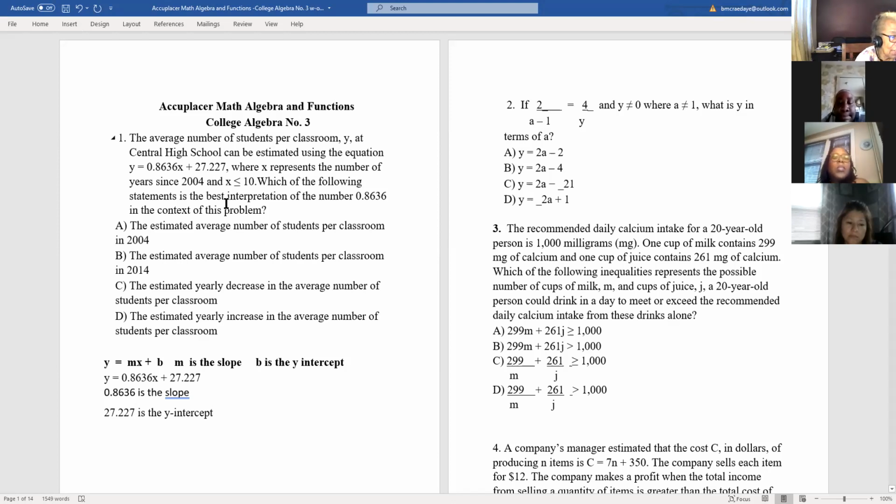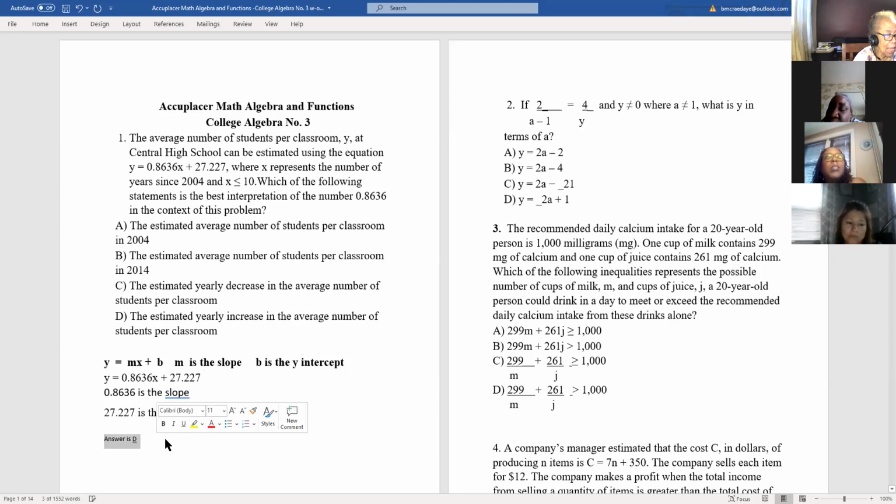That's right. Because D represents a change, yearly increase in the average number, whereas B is just the average number, right? So it can only be between C and D. And it can't be C because we said the slope is not negative, it's positive. So it has to be an increase. Okay. So the estimated yearly increase in the average number of students per classroom is represented by the slope. So the answer is D.